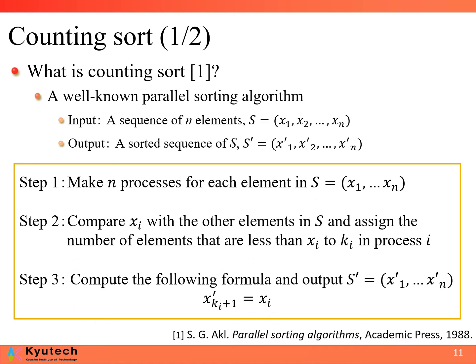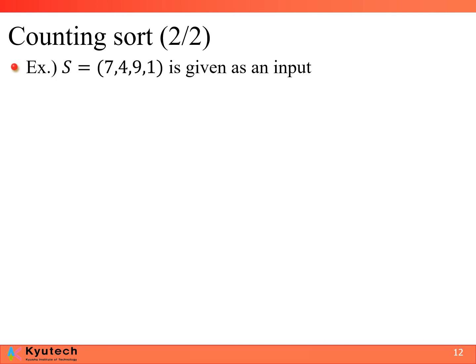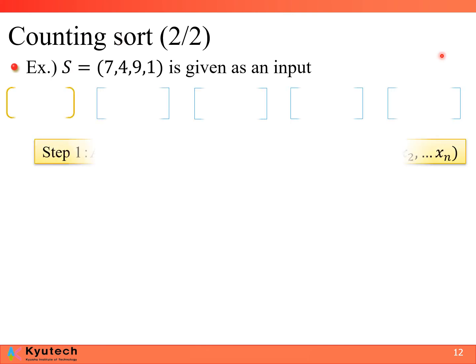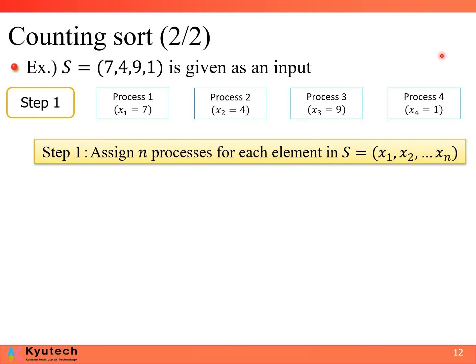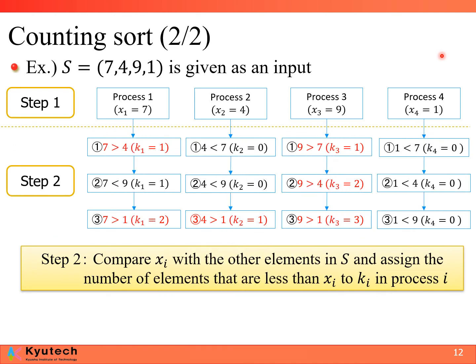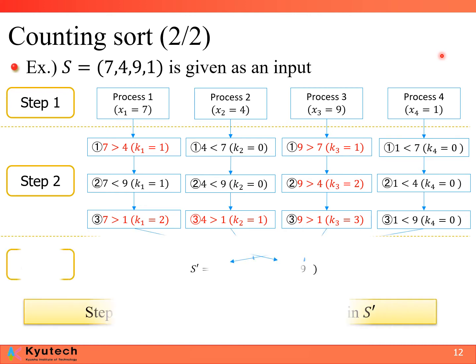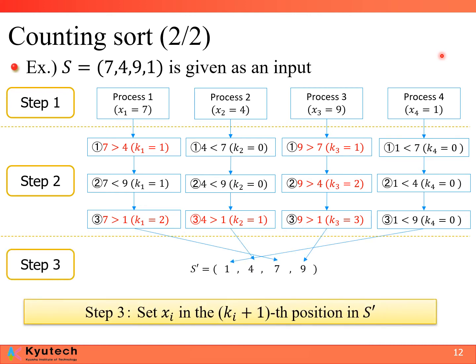To make it easy to understand, I'd like to give an explanation with a specific example in the next slide. I assume this sequence S containing 4 elements is given as an input. In step 1, 4 processes are assigned, one for each element in S. Next, in step 2, process i compares xi with the other elements in S and counts the number of elements that are less than xi.